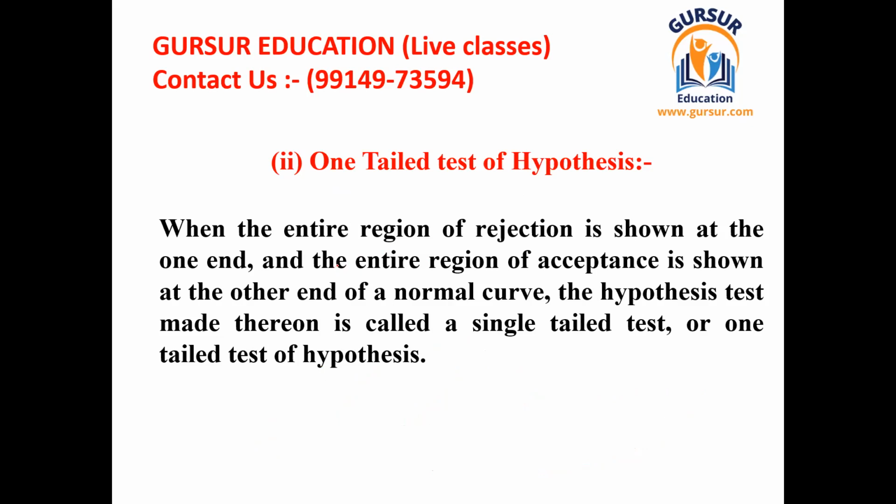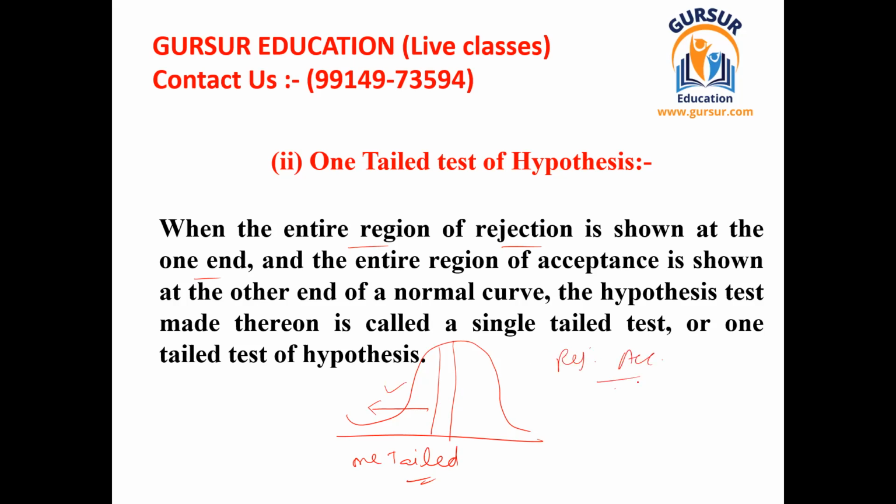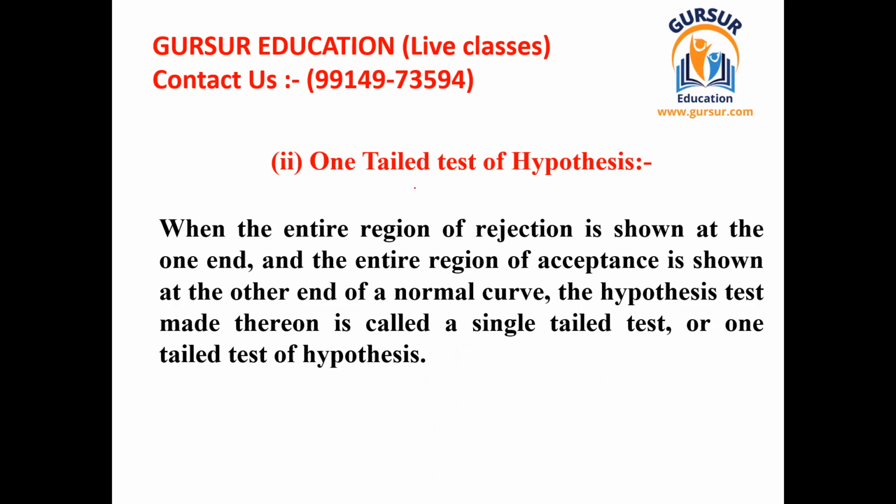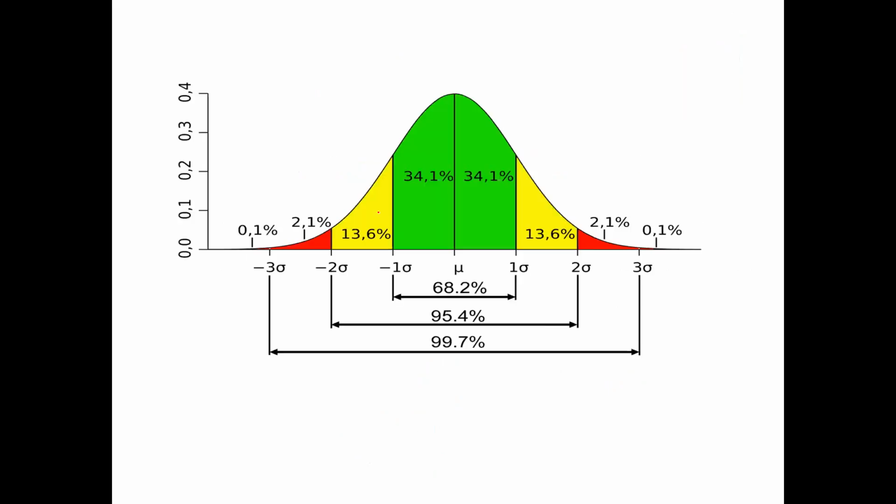One-tailed: when the entire region of rejection is shown on one end, only on one end, if the area of rejection is shown like this, then this will be known as a one-tailed test, because we are taking only the right tail into consideration regarding the area of rejection and acceptance. I still have to tell you what rejection and acceptance are. First of all, I just wanted to teach about the tailed tests. So this is the complete system.